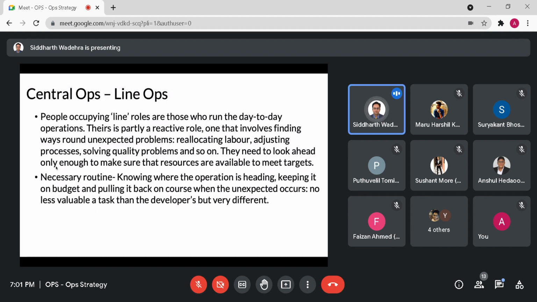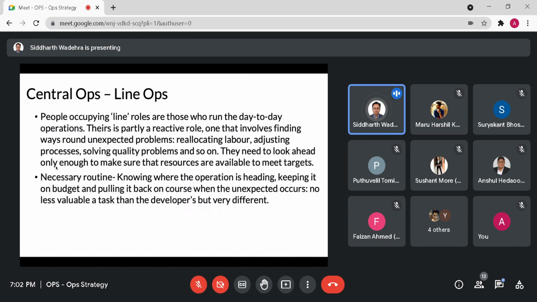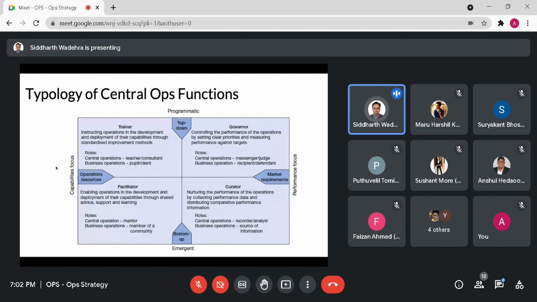So the first part is really about building the operation capability and trying to understand where the operations strategy should be moving next quarter or maybe in the next year. Line ops are typically concerned with running the day-to-day operations. We looked at 4 different central ops functions, and we also understood that more or less every organization will have some element of each of these 4, although one would be dominant in each kind of organization.